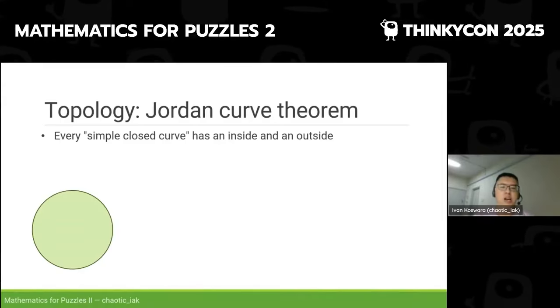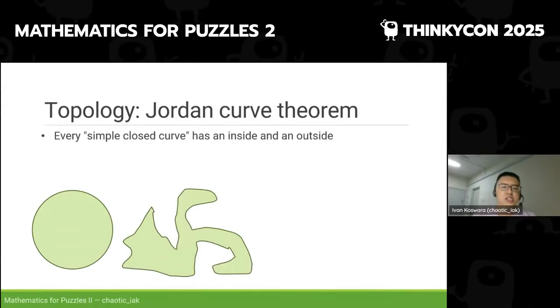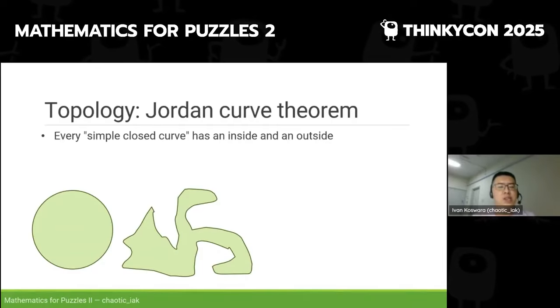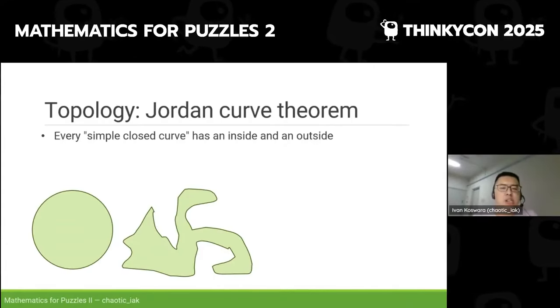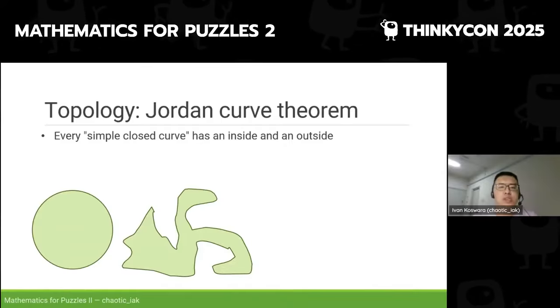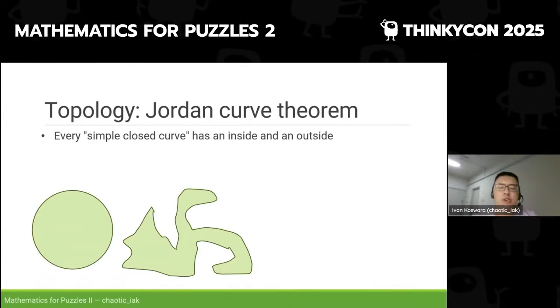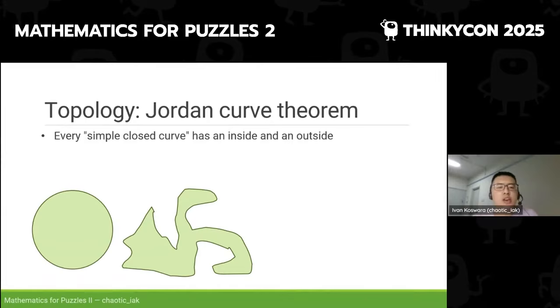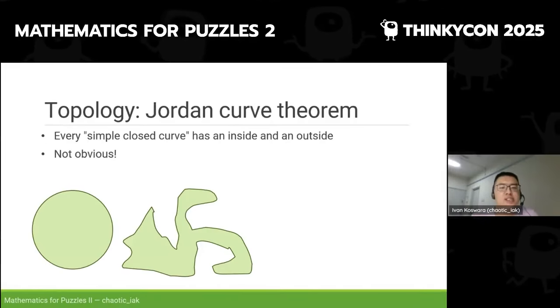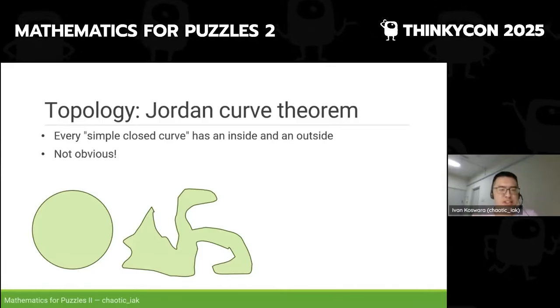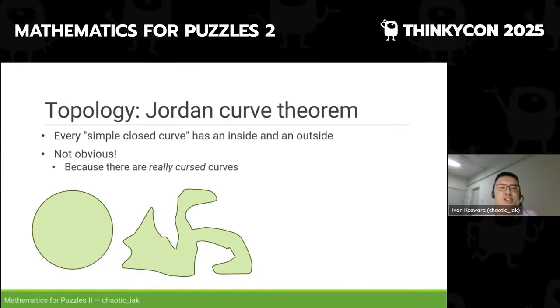For example, it's a nice circle like this, or it looks something a bit strange like this, but there are no loose ends. It's closed. And simple just means there is no self-intersection. And what it says, every simple closed curve has an inside and an outside. You will think that this is a very obvious statement. It turns out it is not obvious in mathematics, mostly because there are some really cursed curves.